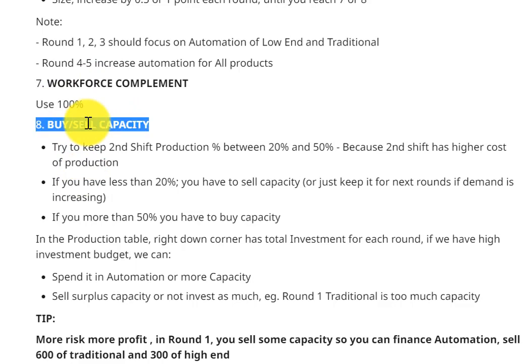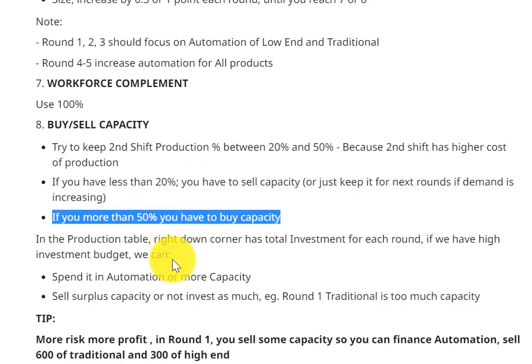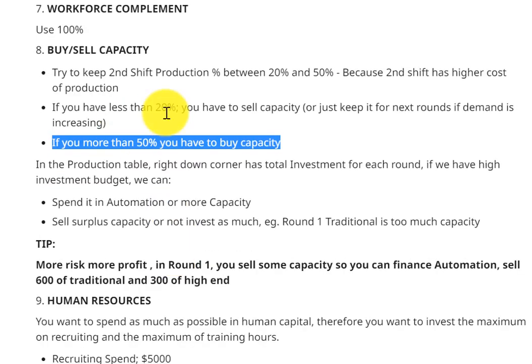And for buy and sell capacity, that's a very, very tricky decision, right? We add new capacity, it's okay. We can add new product capacity based on our demand. But we can sell if we have too much capacity, and we can buy more capacity if we are using more than 50%, right? So generally 150% is the most optimal for the second shift.